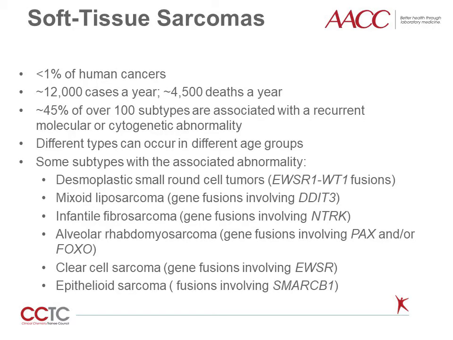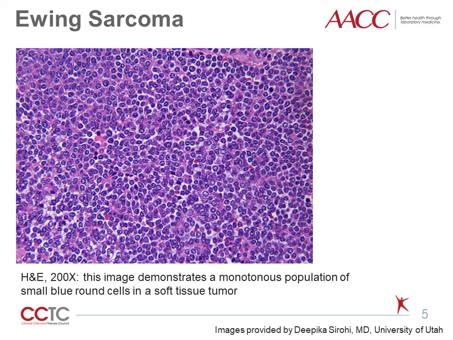Soft tissue sarcomas are a bit more common than bone sarcomas and represent less than 1% of human cancers. There are about 12,000 diagnoses and 4,500 deaths a year. Soft tissue sarcomas are diverse, with over 100 different subtypes that can occur in different age groups. Roughly half of the soft tissue sarcomas are associated with a recurrent cytogenetic abnormality. Some subtypes with associated genetic abnormality are listed on this slide. Now, the next few slides show examples of different types of sarcomas.